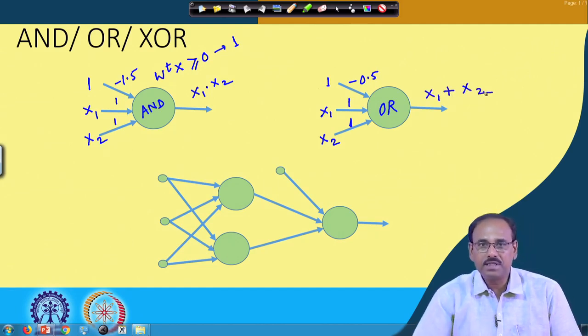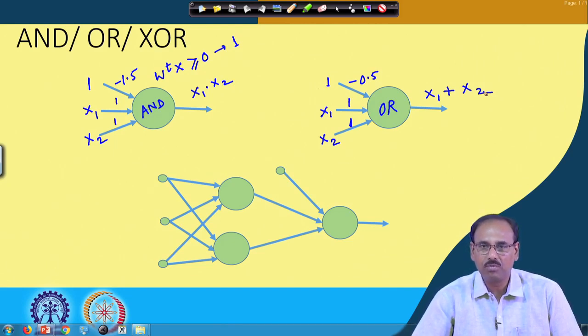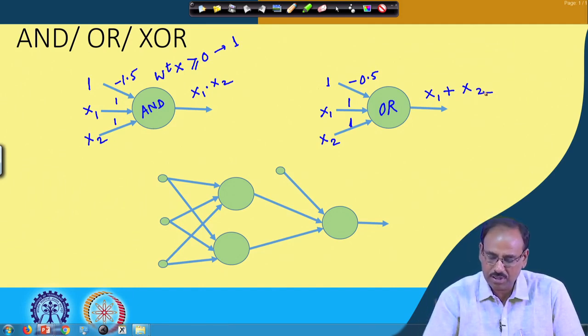We could implement this AND function and OR function using a single neuron, because we have seen before that these functions are linearly separable. I can separate the outputs which are 1s from the outputs which are 0s by a straight line, which is not possible in case of an XOR gate. So, XOR is a nonlinear function, and we have seen in the previous class that because XOR is a nonlinear function, it cannot be implemented by a single neuron. So, I need a multi-layer neural network, and that is what is in this figure.